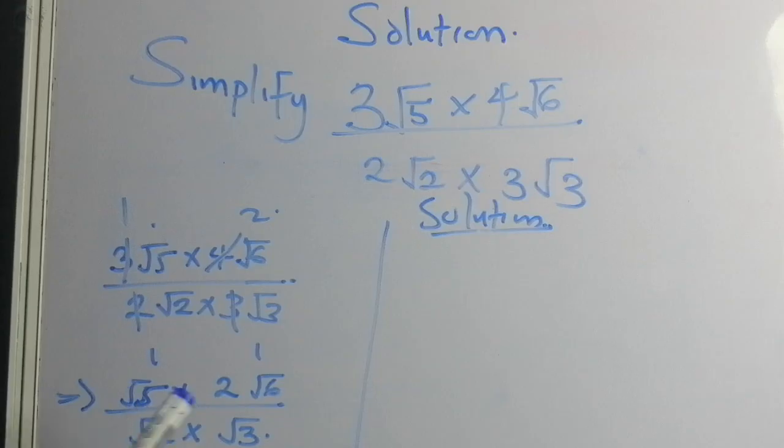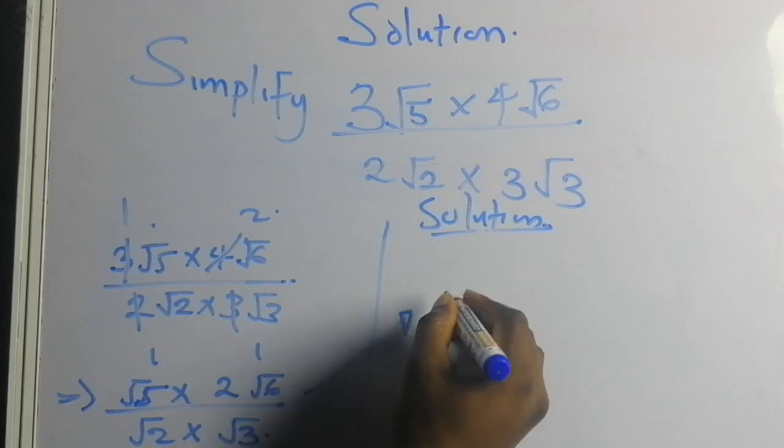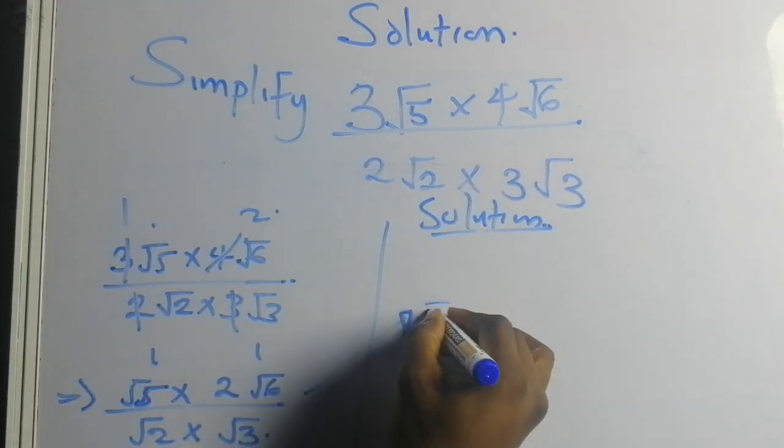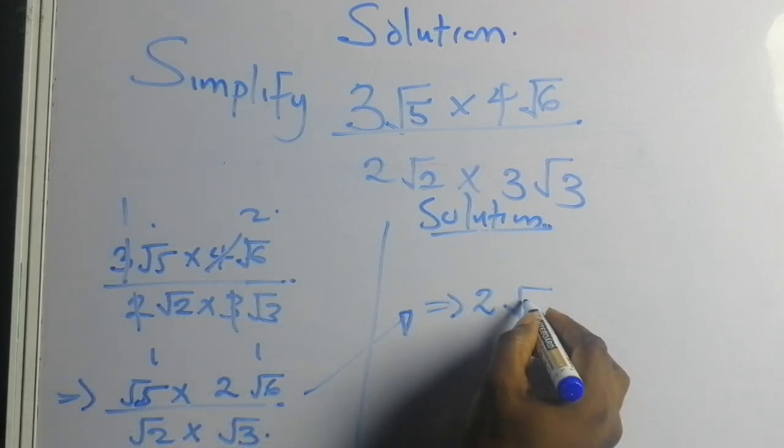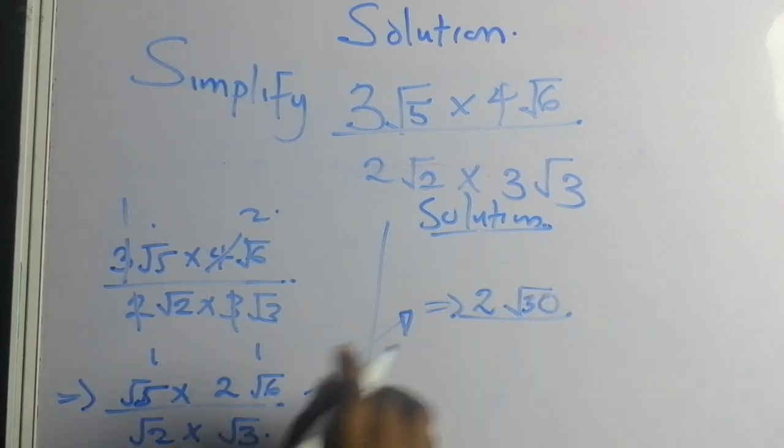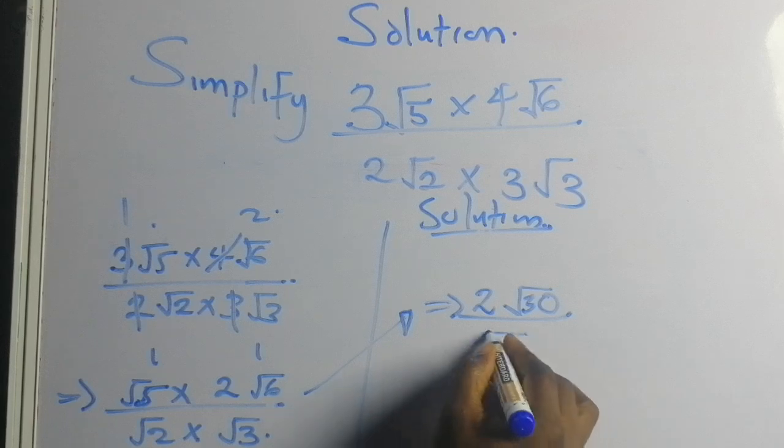So what is inside here? 6. Inside the square root is 6. What is inside here? 5. You multiply them together. Here, outside is 1 and 1, but inside the square root we have 3 and inside the square root we have 2. So at the end of the day, we have 2 root 6 times 5, which is 30, over 3 times 2, which is 6.